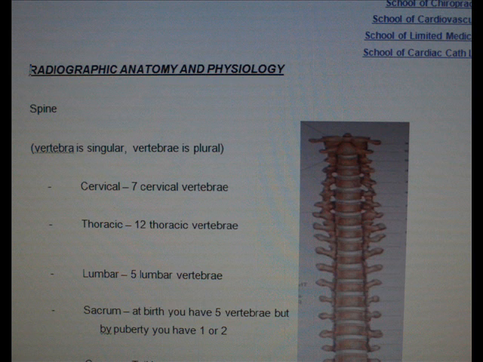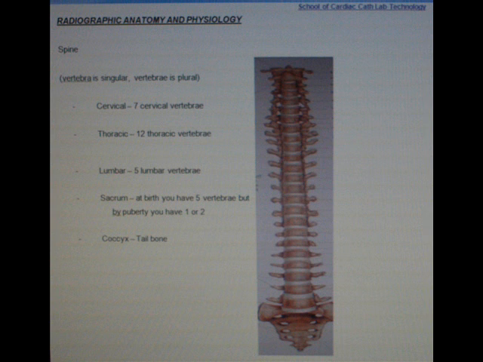The cervical spine. The first 7 are the cervical spine. So cervical spine, you have 7 vertebrae. Thoracic, you have 12 vertebrae. Lumbar spine, you have 5. Sacrum, at birth, you have 5 vertebrae. But by puberty, you have either 1 or 2. Coccyx is your tailbone.